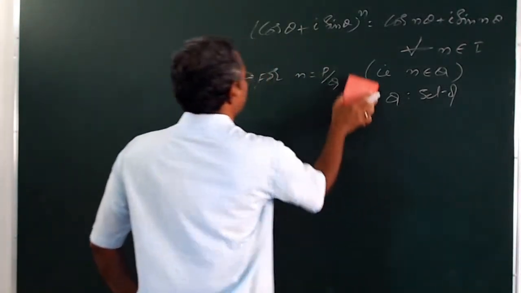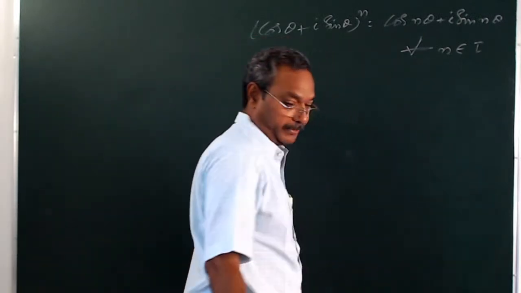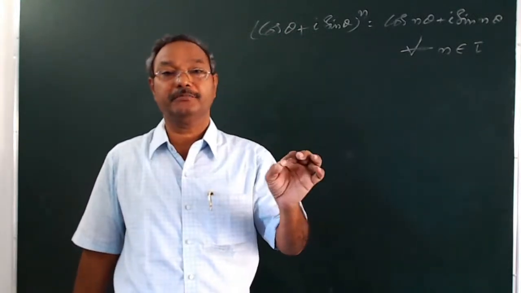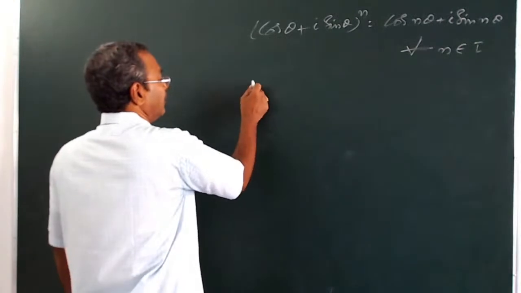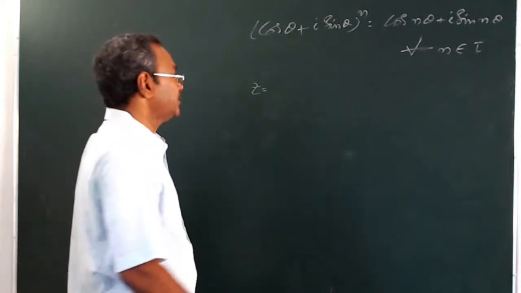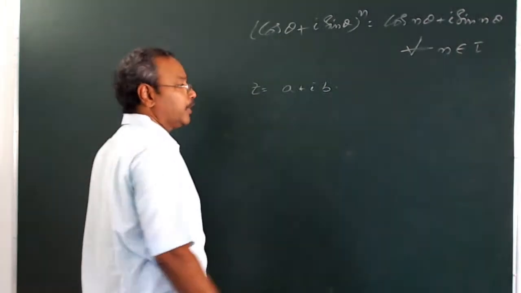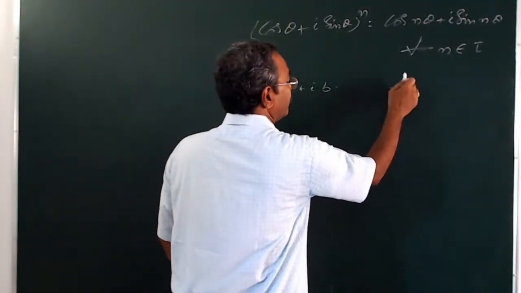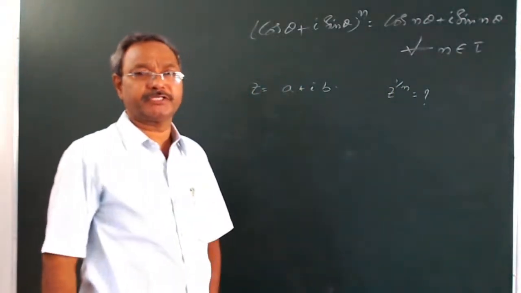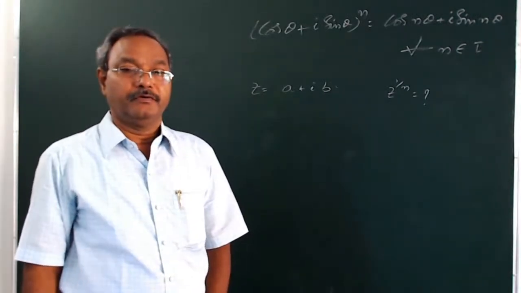Right. So further, I have to define what are the nth roots of a complex number. Nth roots of a complex number z. Let z be a complex number a plus ib. You are asked to find what is z to the power of 1 by n, the nth roots of the complex number z.